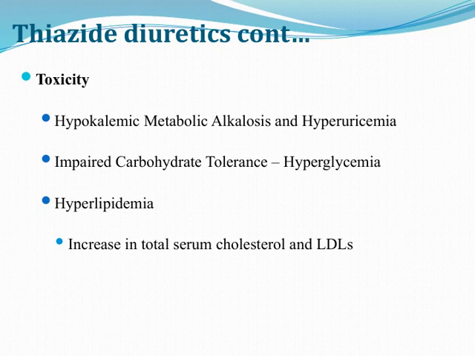Now, let's discuss some of the toxicities associated with thiazide diuretics. One of the main concerns is hypokalemic metabolic alkalosis, which occurs due to potassium loss, and this can also lead to hyperuricemia, increasing the risk of gout. Additionally, these diuretics can impair carbohydrate tolerance, resulting in hyperglycemia, so they may affect blood sugar levels. Another important point is that they can cause hyperlipidemia, specifically by increasing total serum cholesterol and LDLs.